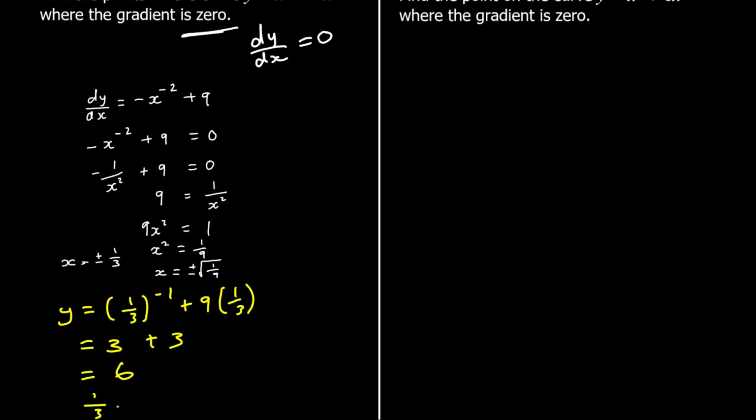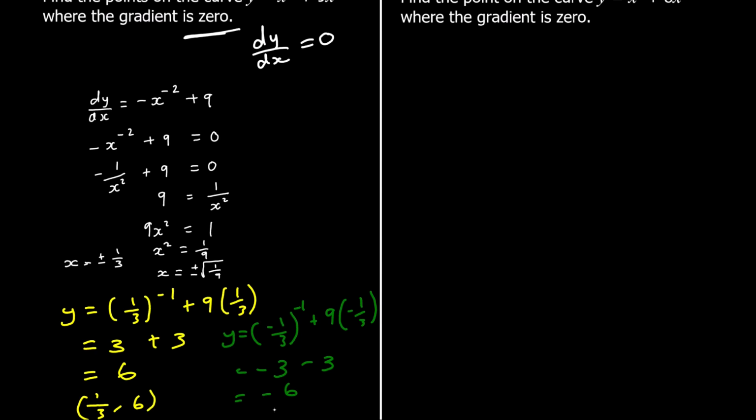So (1/3, 6). If x was minus a third, y is minus a third to the power of -1 plus 9 times minus a third. Minus a third to the power of -1 is -3. 9 times minus a third is -3 again. That's -6. So it's either (1/3, 6) or (minus a third, -6). So they are our two answers.